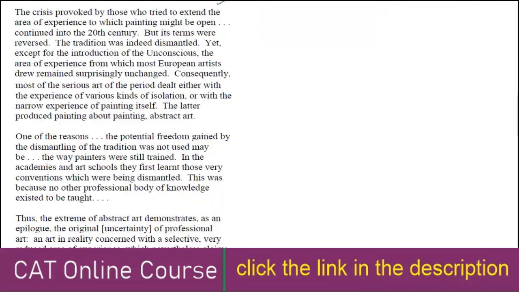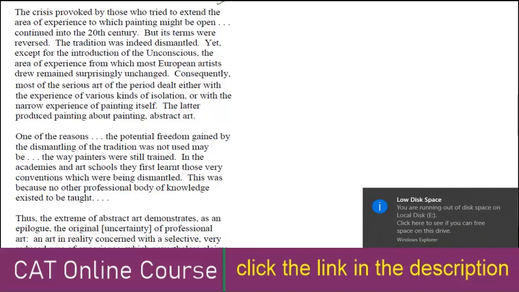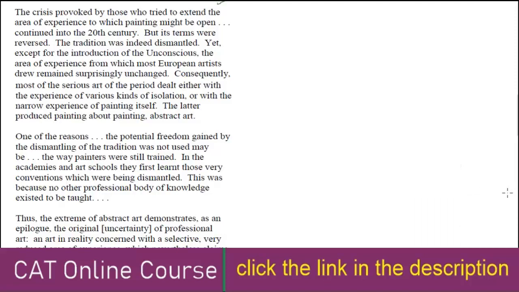Let's go in. So here we have the next paragraph, and it says, the crisis provoked by those who try to extend the area of experience to which painting might be open continued into the 20th century. But its terms were reversed, the author says. He says that the tradition was indeed dismantled, yet except for the introduction of the unconscious, the area of experience from which most European artists drew remained surprisingly unchanged. Consequently, most of the serious art of the period dealt with either the experience of various kinds of isolation or with the narrow experience of the painting itself. The latter produced painting about painting, abstract art.